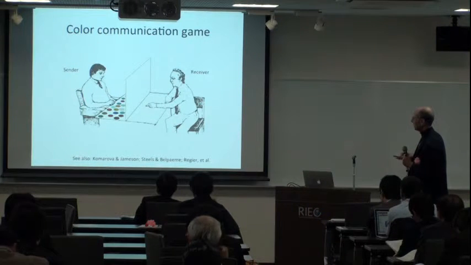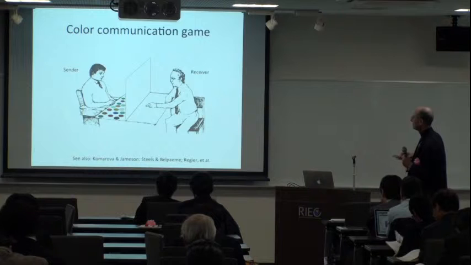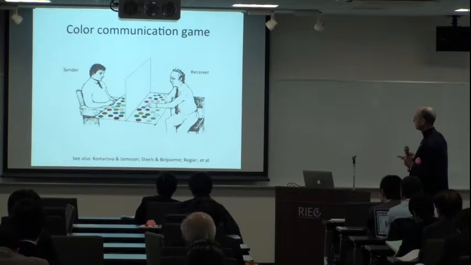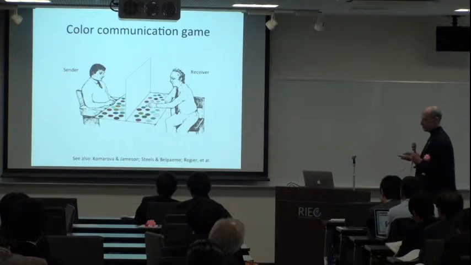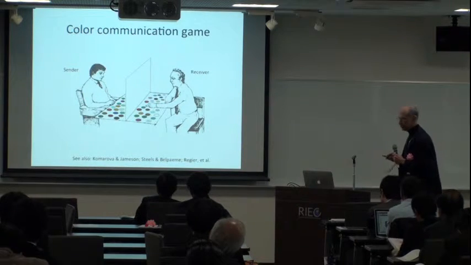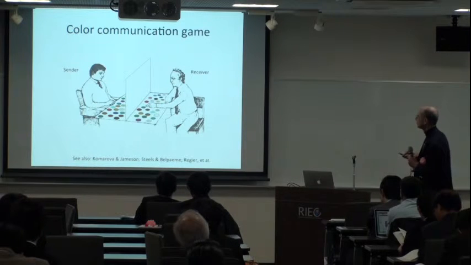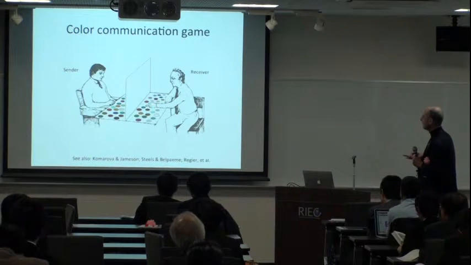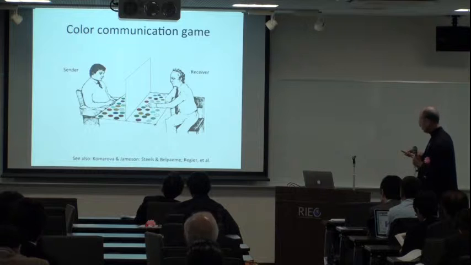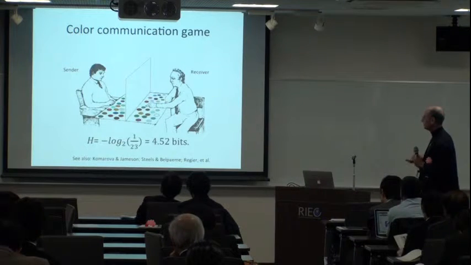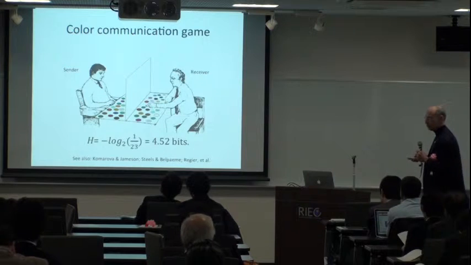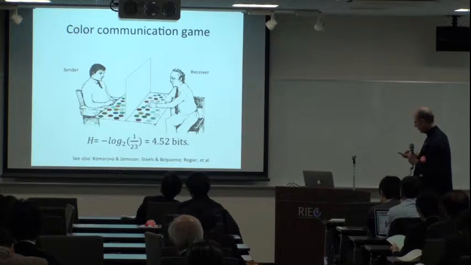The sender has some colors in front of him, and the receiver, with an identical set of colors, tries to guess what the sender's choice is on each of a number of trials in which the sender chooses a color at random from this ensemble. Now, clearly, in the absence of any communication between the two individuals, the receiver's performance is going to be at chance, which in this case, because there are 23 samples, would be about 4.5 bits.